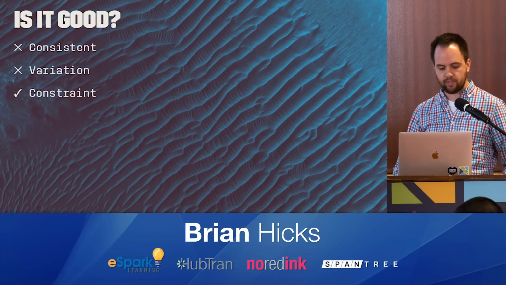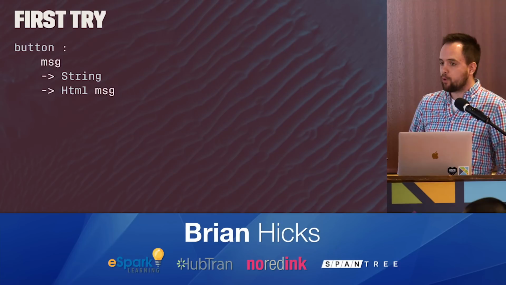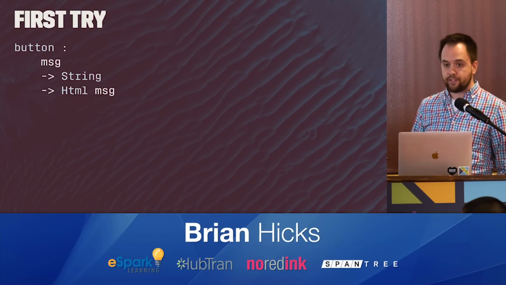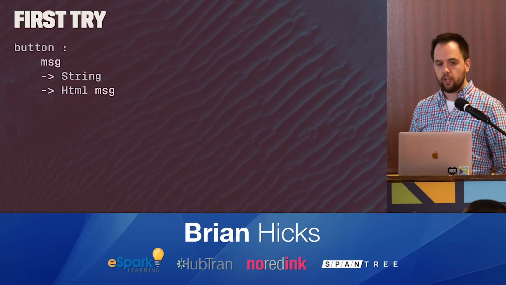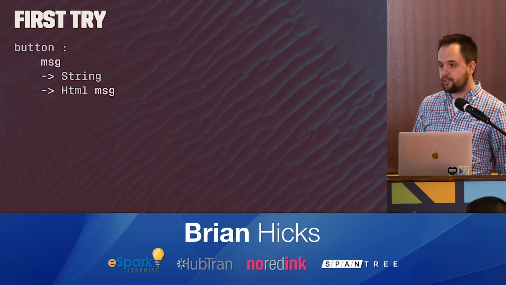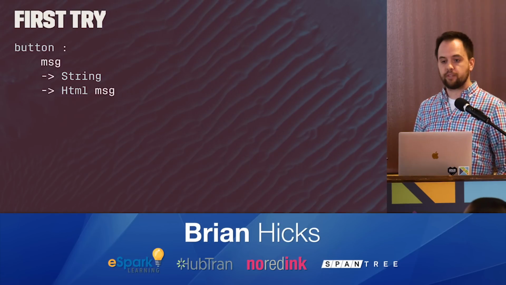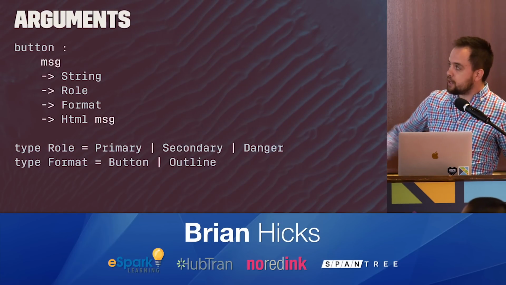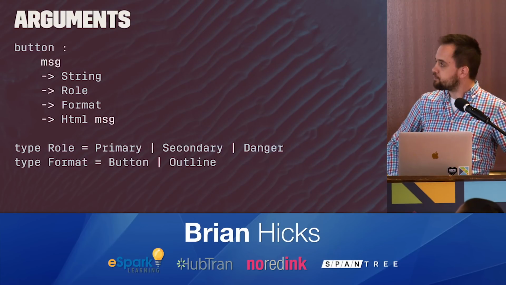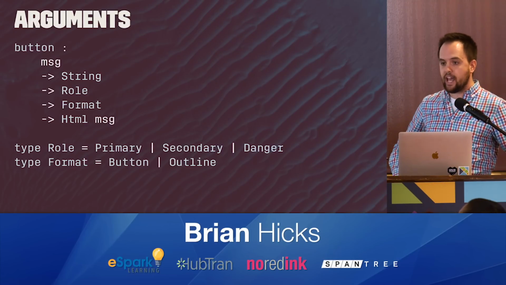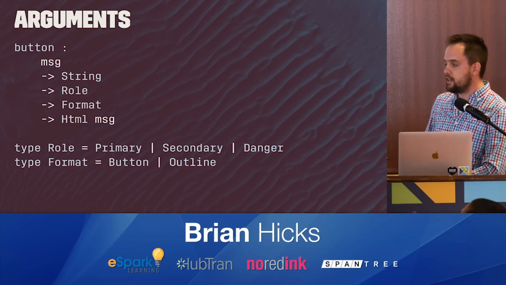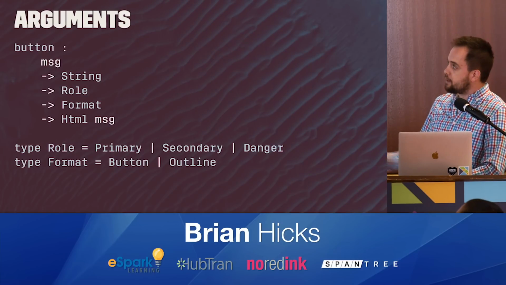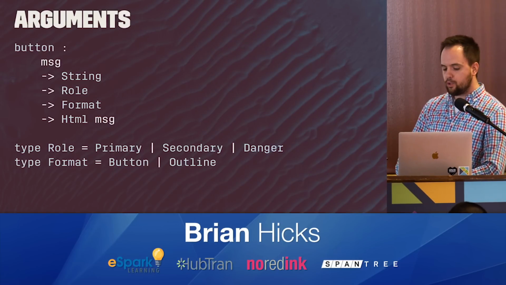So let's try for something better. I've reformatted our original button, and let's try and extend it a little bit. Taking as acknowledgement that we have options and we want to model them, maybe we'll use custom types, and then add those custom types and construct them and put them into the arguments of button. So now we explicitly have our role as primary, secondary, danger, and our format as button or outline. And this already sort of intuitively looks better.